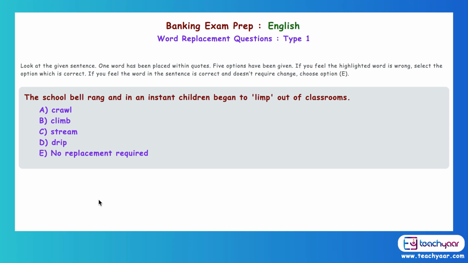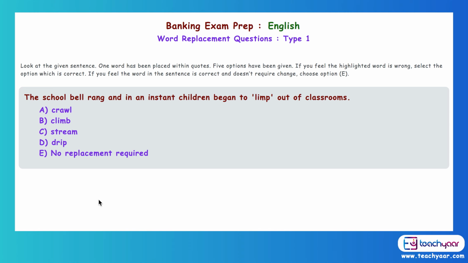So let's read the sentence. The school bell rang and in an instant children began to limp out of classrooms. The word which has been placed within quotes is limp. So now when you read the sentence, try to see whether this word is right. Does it fit into the sentence? So you have to see whether from the point of view of context, the word is correct, whether the tense of the word is correct, whether there is any spelling mistake or grammatical error. So you have to identify if there is a mistake in the use of that word.